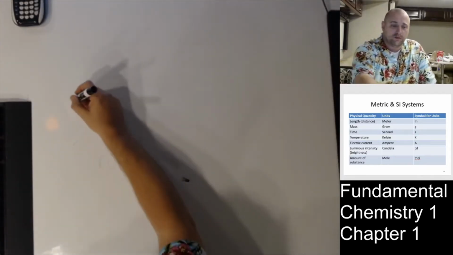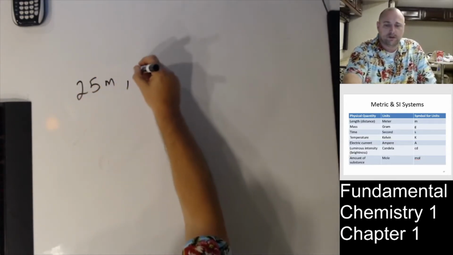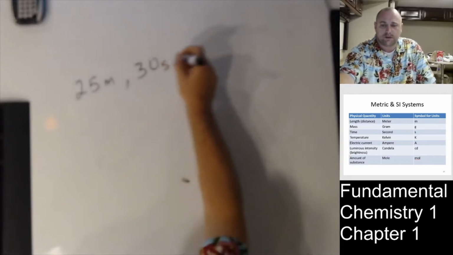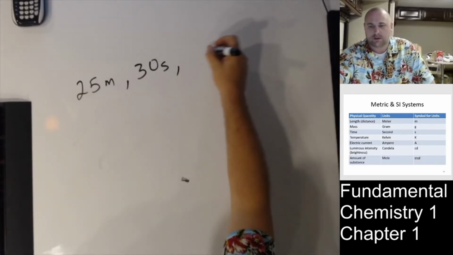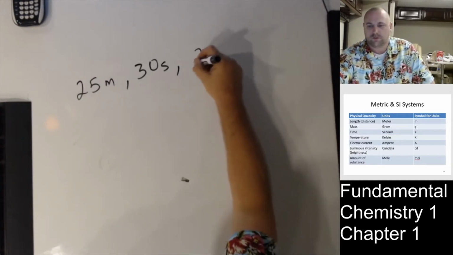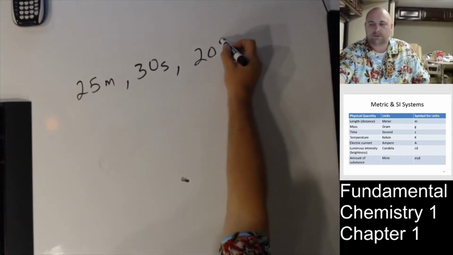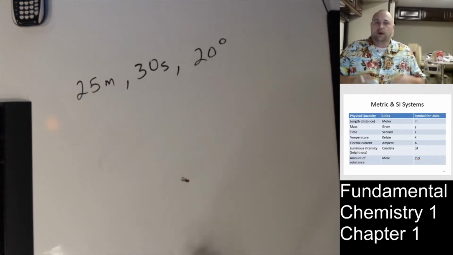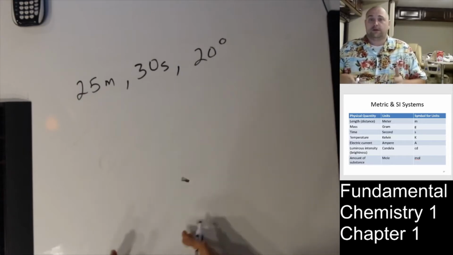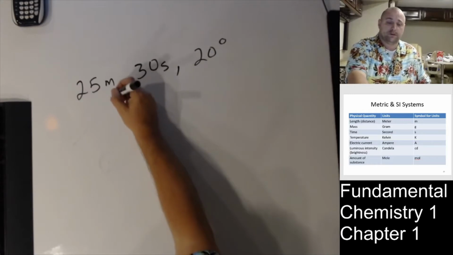When we see a problem, it says something like 25 meters, 30 seconds, 20 degrees. We need to be able to break this information down. And the easiest guide for how to do that is by learning to look at the units. The units guide us through a lot of things.